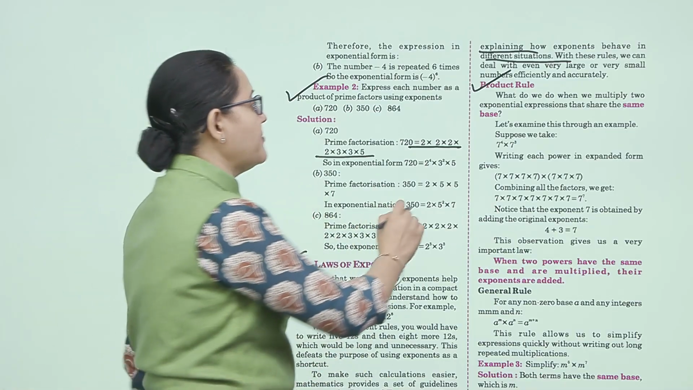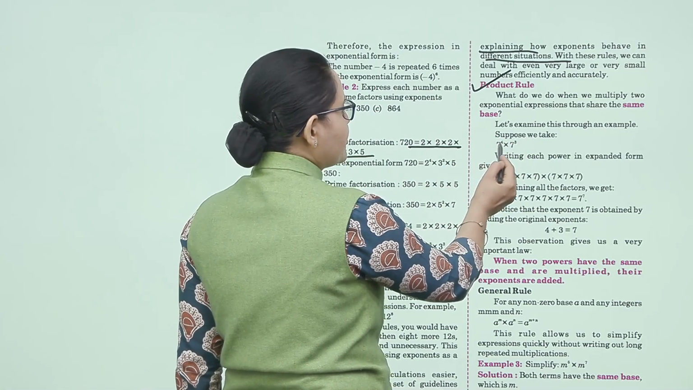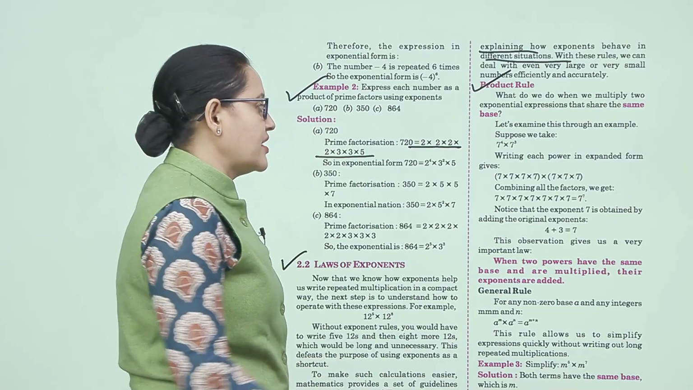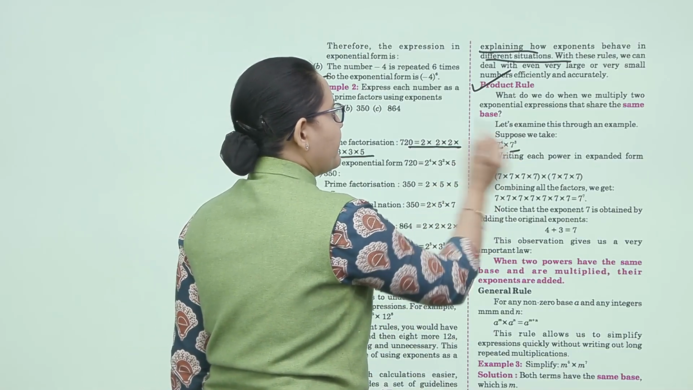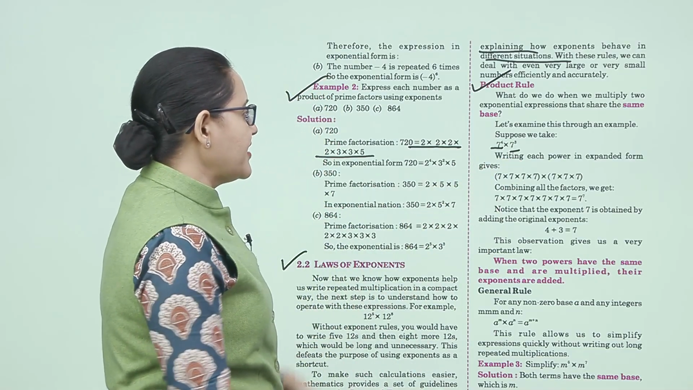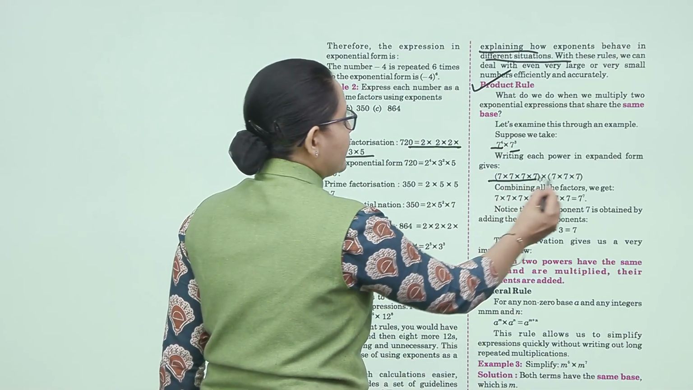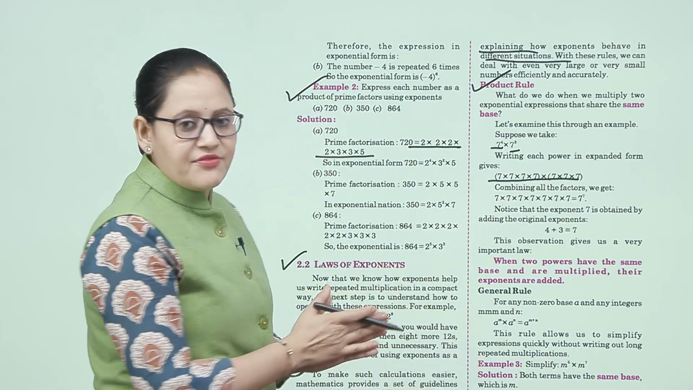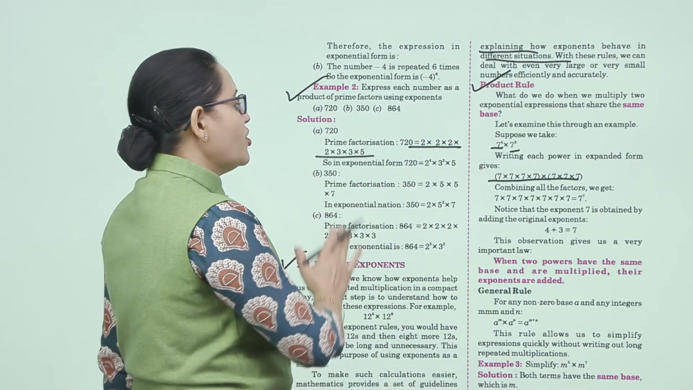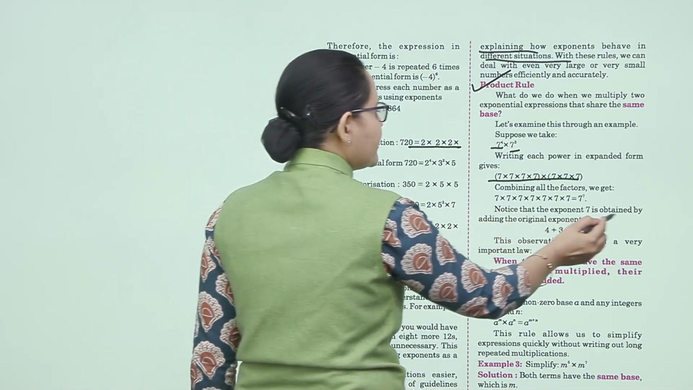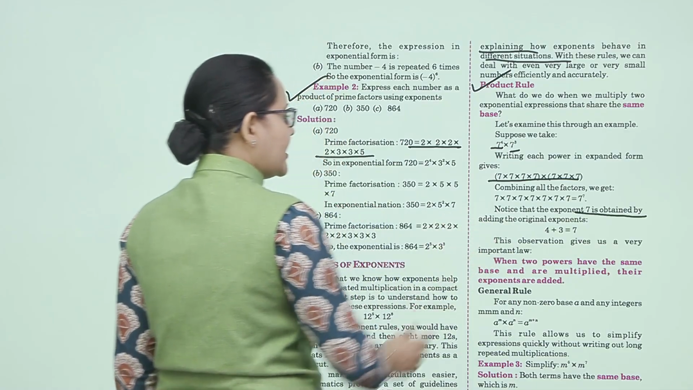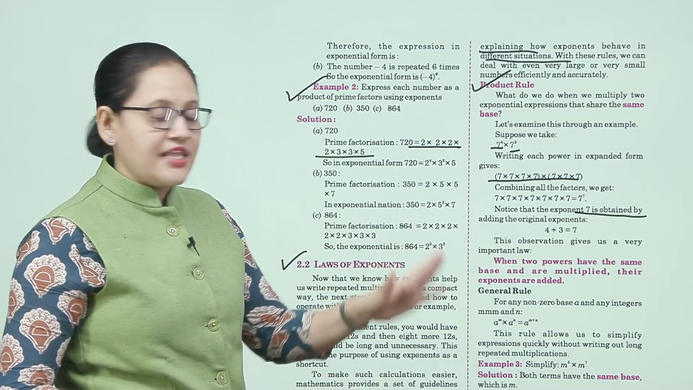If the base is the same, let's examine 7 to the power 4 multiplied by 7 to the power 3. Here the base is the same, 7. So writing each power in expanded form, it looks like this. Now combining all factors, we will get 7 to the power 7. Notice the exponent 7 is obtained by adding the original exponents 4 and 3.